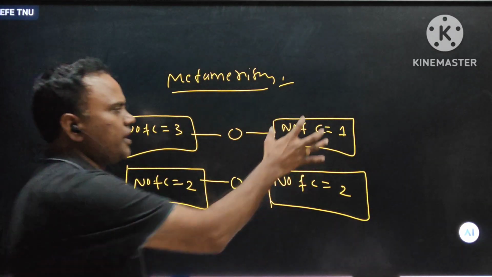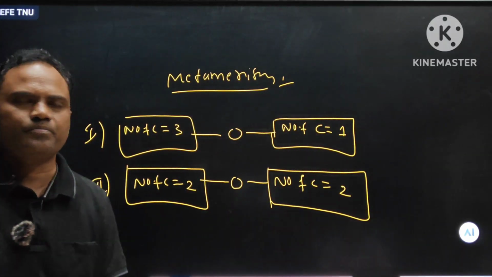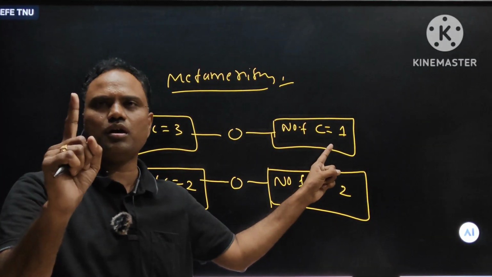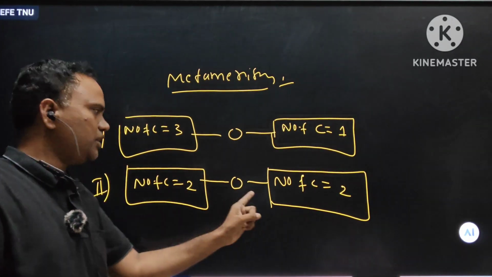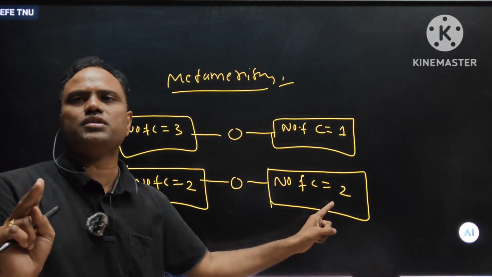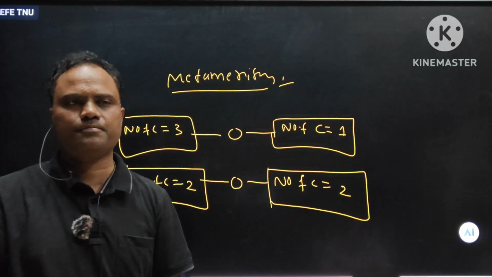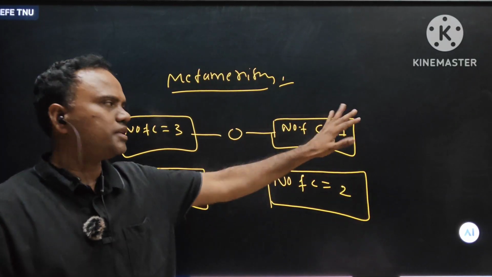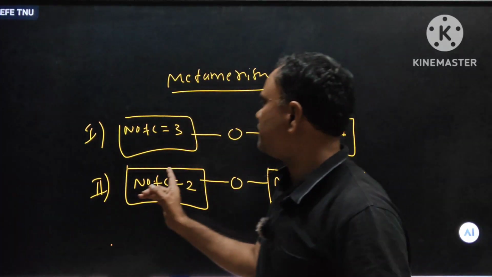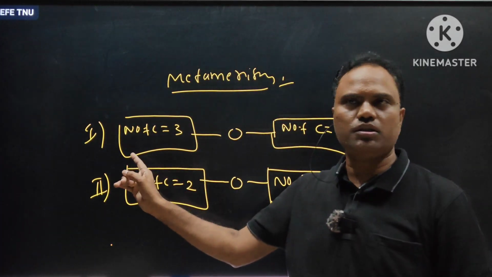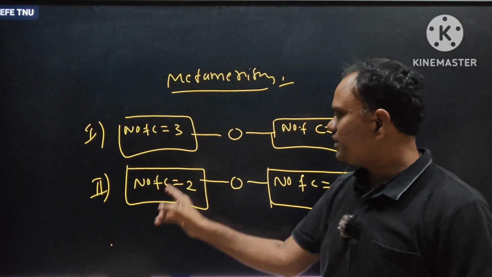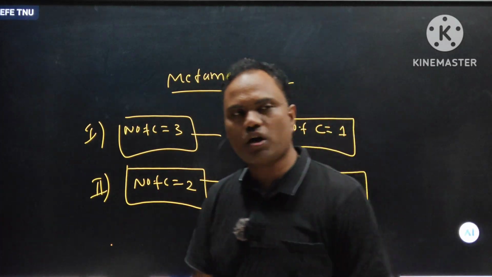First, see the right hand side chain. In the first ether, in the right hand side, 1 carbon is present. In the second ether, in the right hand side, 2 carbons are there. Difference is there or not? Yes. You have to check the right side first. Next, coming to the left side. In the first ether, in the left hand side, 3 carbons are present. In the second ether, in the left hand side, 2 carbons are present.